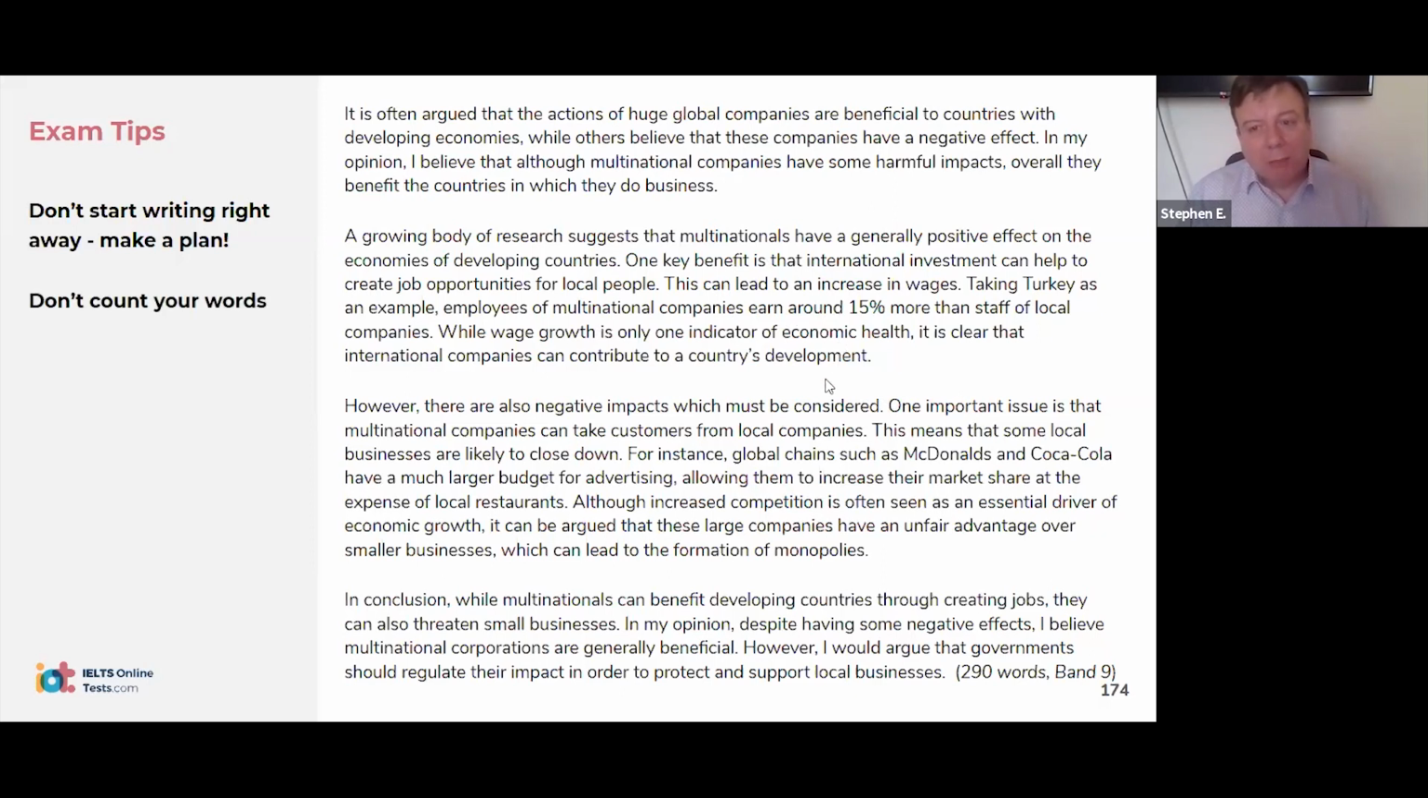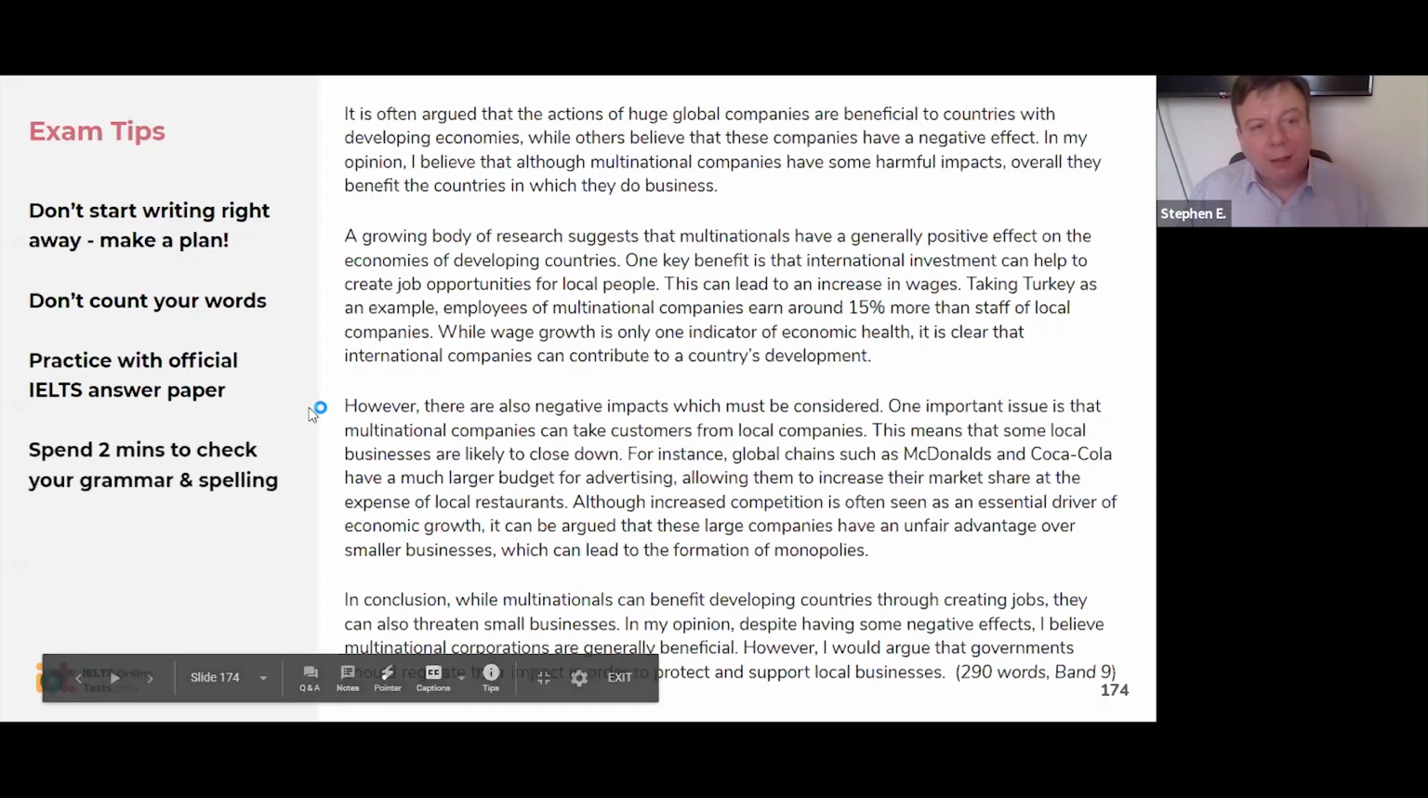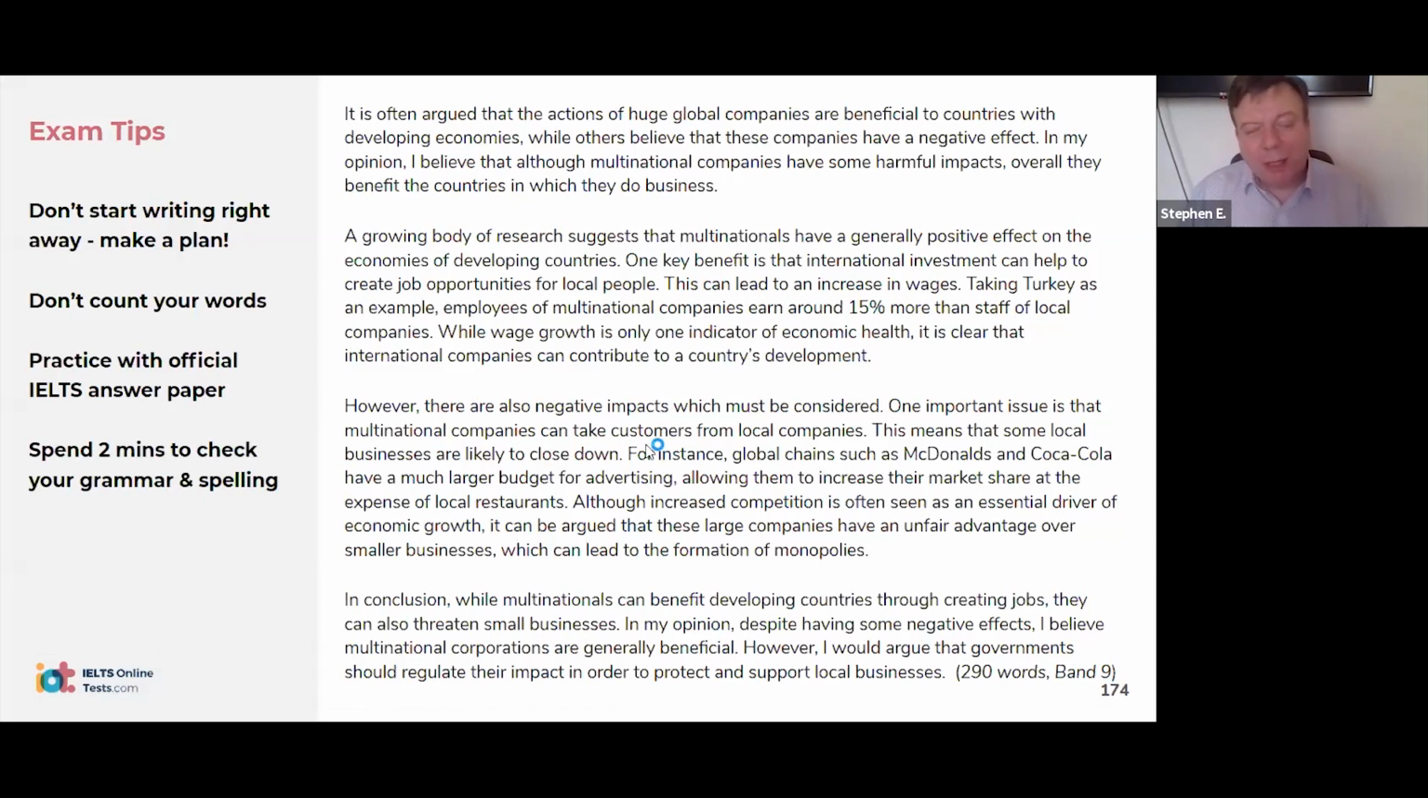So don't worry too much about counting your words. You could count lines instead, if you want to do that, rather than words. Practice with an official IELTS answer paper. You can download the official answer paper from the IELTS website, where they've got examples, although nowadays people are taking the computerized test. And then spend 2 minutes to check your grammar and spelling. So make sure you leave time to edit. It's really, really important.